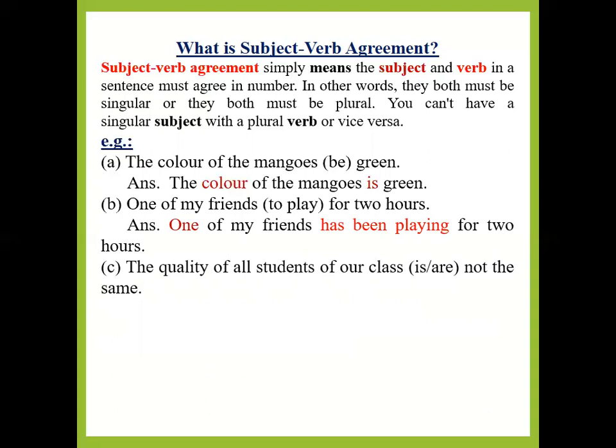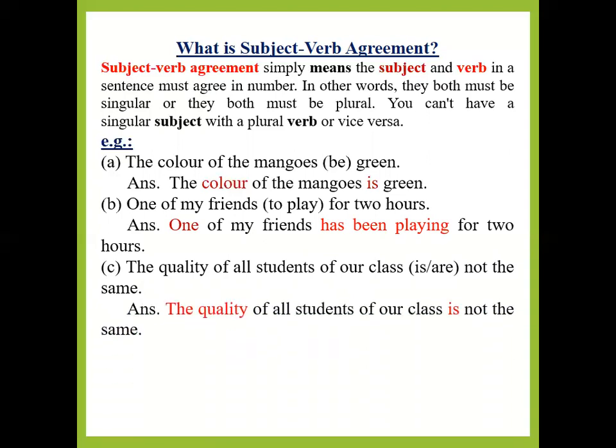The quality of all students of our class is or are the same. Here the subject part is the quality of all students of our class, but the head word is quality. So quality is singular here. That's why is is the correct answer, not are.